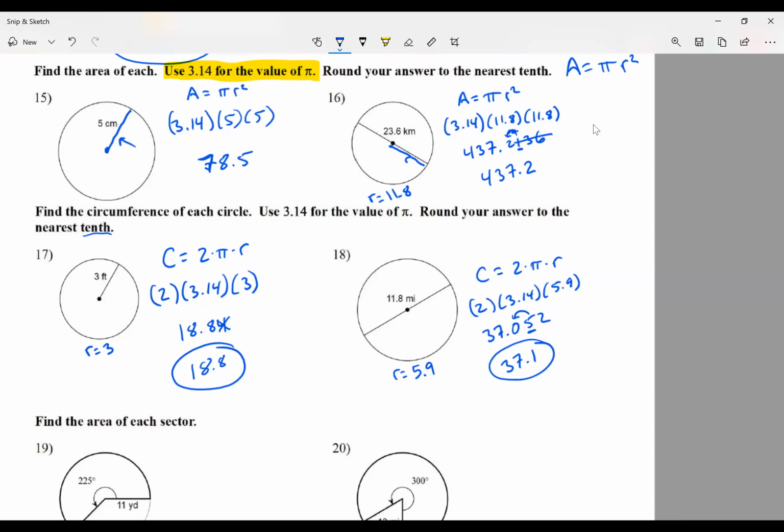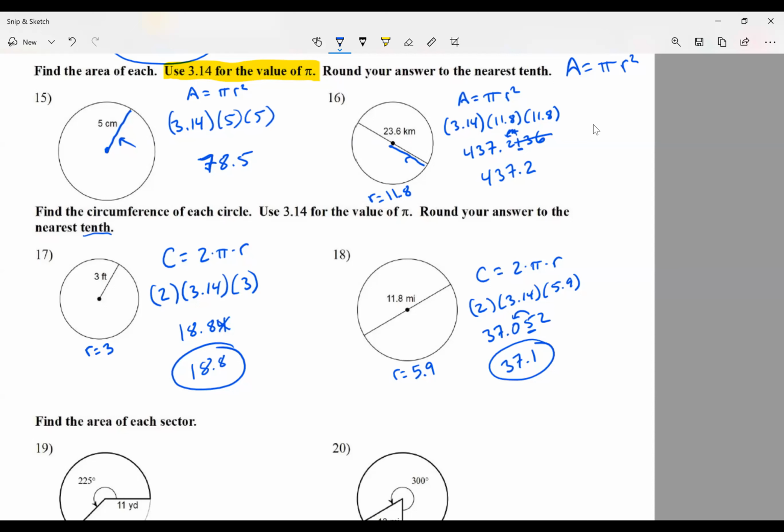I want to stop at number 20. So I still have 2 more to go, but keep in mind, 15 and 16 are area. Remember the formulas: pi times radius squared. Circumference is 2 times pi times the radius. Make sure you read the instructions, because you're just going to get a circle. And if you don't read the instructions, you might get the area, or you might get the circumference, and you were probably needing the other one.